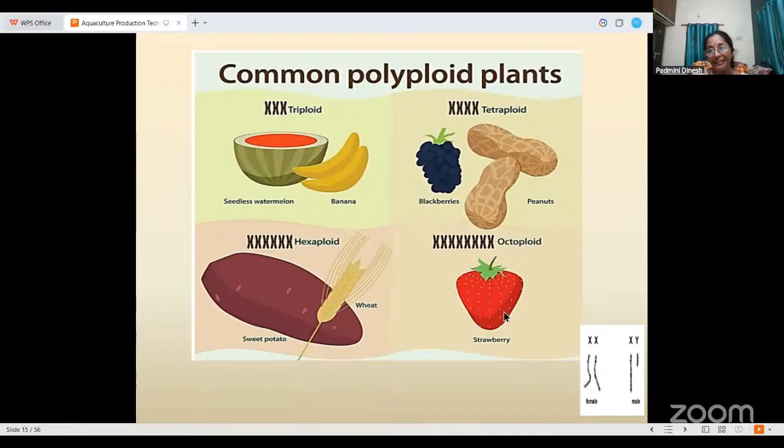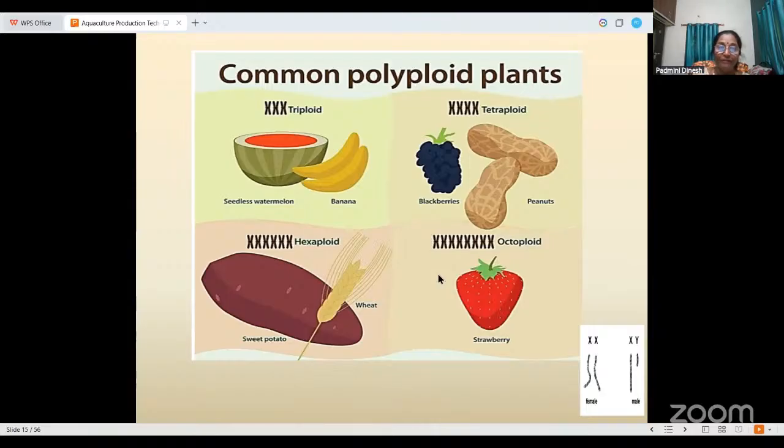How? Again, genetics, we have played with its genes. Sweet potato, increasing its sweetness, increasing its size. Hexaploid, so how many hexaploid x's? And in strawberries, octaploid. So polyploidy means we have played or meddled with its genes to give us either a big size or seedless, or nutritional value has been increased.